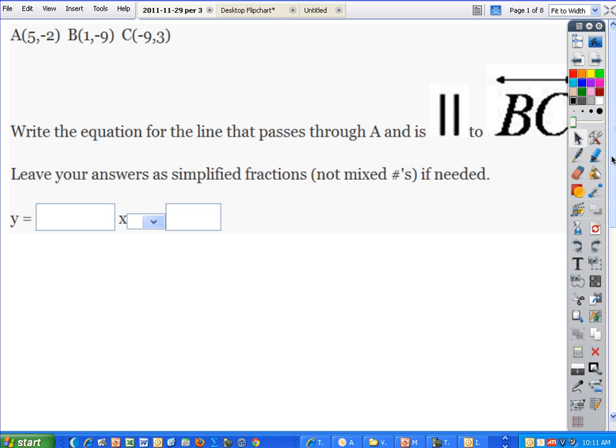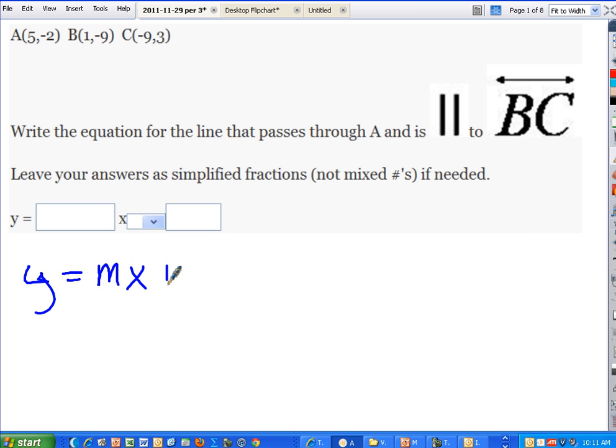What we want to do here is put this into the form. Our goal always is to put this into the form y equals mx plus b. So we just need to know what is m and what is b. Okay, how am I going to find m? If I want my line to be parallel to line BC, how is my slope going to be related to the slope of BC if they're parallel? Same. Yeah, they're equal. Parallel lines have equal slopes.